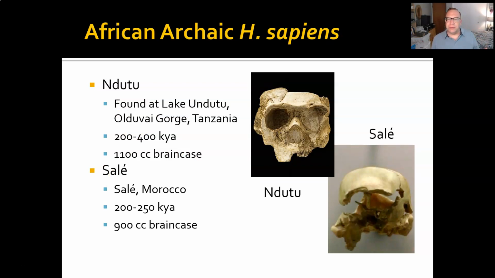The other 2 crania are partial crania. There's Ndutu and Sale. Ndutu is found in the Olduvai Gorge at Lake Ndutu in Tanzania, 200 to 400,000 years old, 1100 cc brain case. Sale is much smaller, only about a 900 cc brain case, 200 to 250,000 years ago, and interestingly enough, found in Morocco, which is far to the west and the north in Africa.